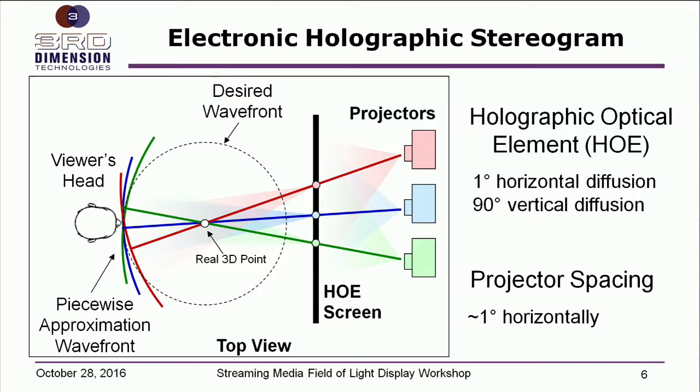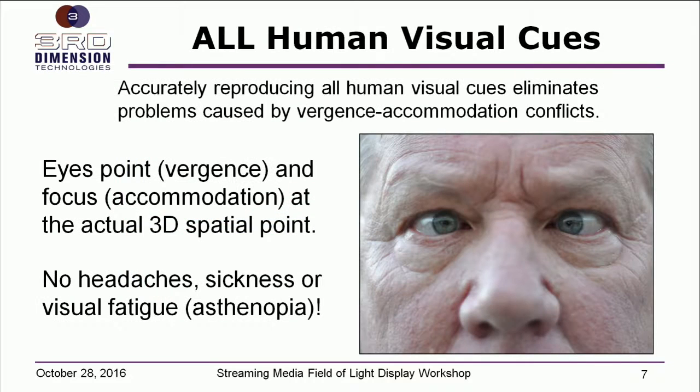The best focus for your eye from those 3 projectors is at the actual 3D point, and your eyes point at the actual 3D point. So there's no vergence accommodation mismatch. So this has all human visual cues. It reproduces everything. It's like looking out a window.